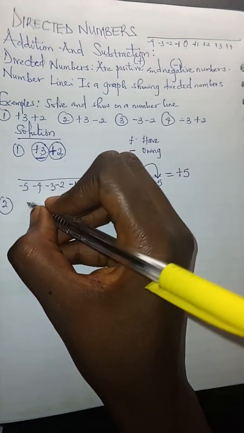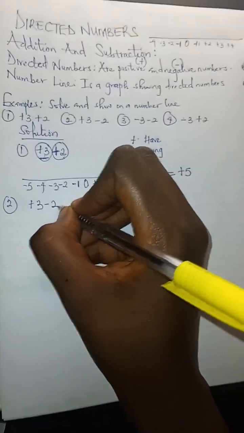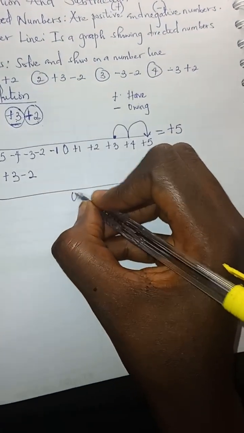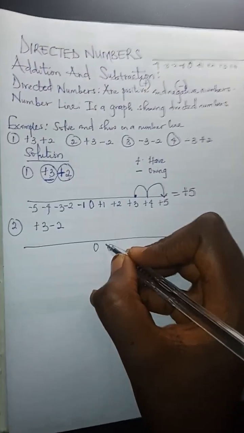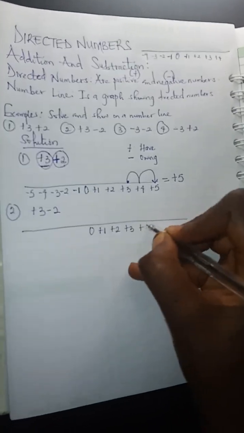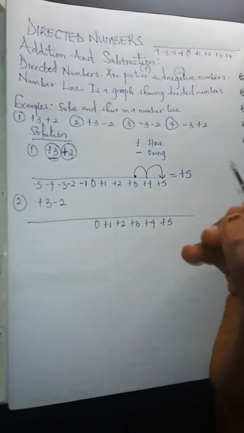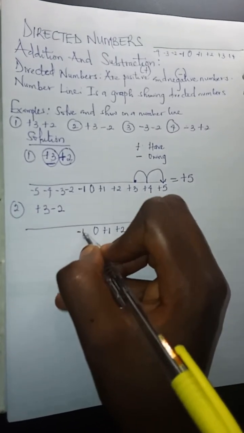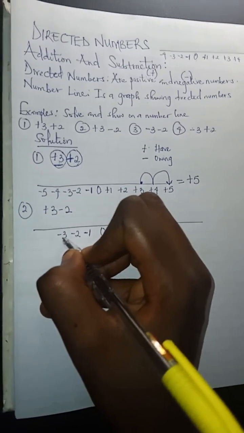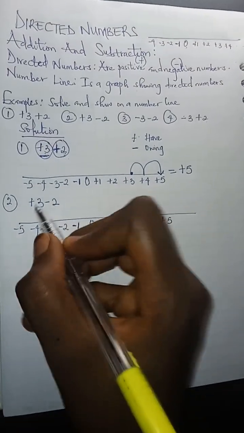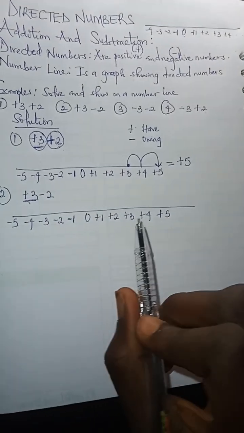The second question here says plus 3 minus 2. To get our answer on a number line, we do the same thing. We draw a number line. Let's draw from 0 to 5, just as we did in the first example. So here we have plus 1, plus 2, plus 3, plus 4, plus 5. Remember, whatever we do on the right hand side, we also do the same thing at the left hand side. So here we have minus 1, minus 2, minus 3, minus 4, and minus 5. So now let's look at the first number here. It says plus 3. Let's locate plus 3 on the number line.